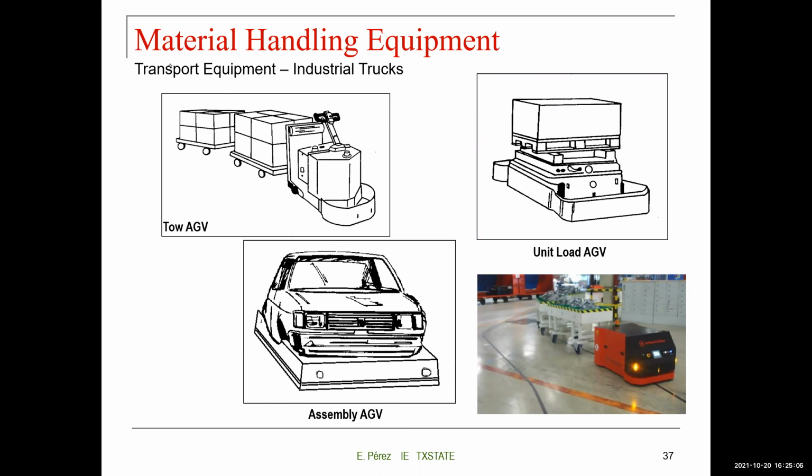Industrial trucks. So here's an example of an AGV. Again, these are automated vehicles, and they're following, if you look at the picture, the floor has some lines. Those lines are stating the track for the AGV. So they follow those tracks, and the movement is based on those lines.